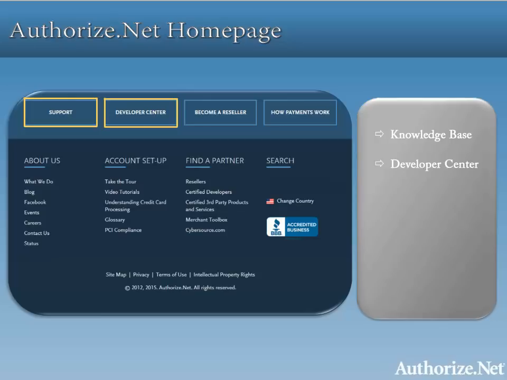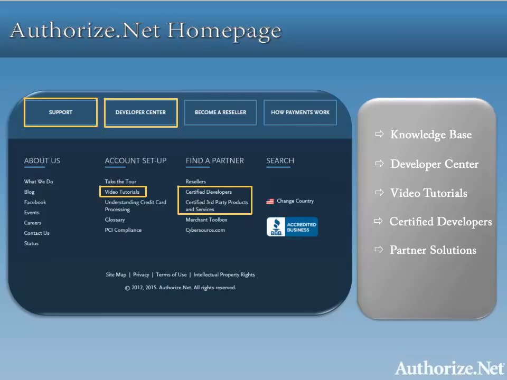The Developer Center directs users to an Authorize.net resource for website developers to help them integrate a merchant's website with Authorize.net. You can also find options to take you to our video tutorials, certified developers that can help you integrate your website, and other third-party partners that we work with, like shopping carts and point-of-sale software. Finally, our status page can be located by clicking on Status. This page provides real-time, 24/7 updates in the event of any downtime or other system updates. Now let's log into your account.